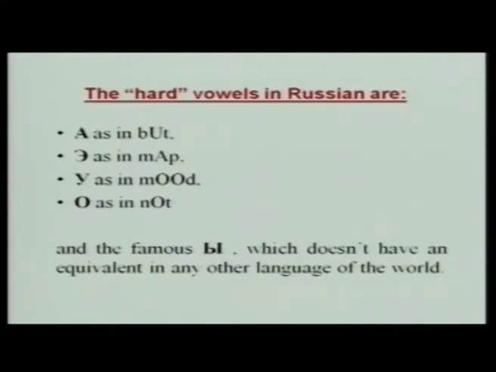The hard vowels in Russian are A as in but, Э as in map, U as in mood, and O as in not. Let us repeat them once again. A, E, U, O. They are the hard vowels in the Russian language. And of course, the famous Y, which does not have an equivalent in any other language of the world. So, for learning this particular letter, we need to practice more. Let us repeat it once again. Y, Y. I will give an example in Russian with this letter: mylo, mylo, which means soap, as we learned in the previous lesson.